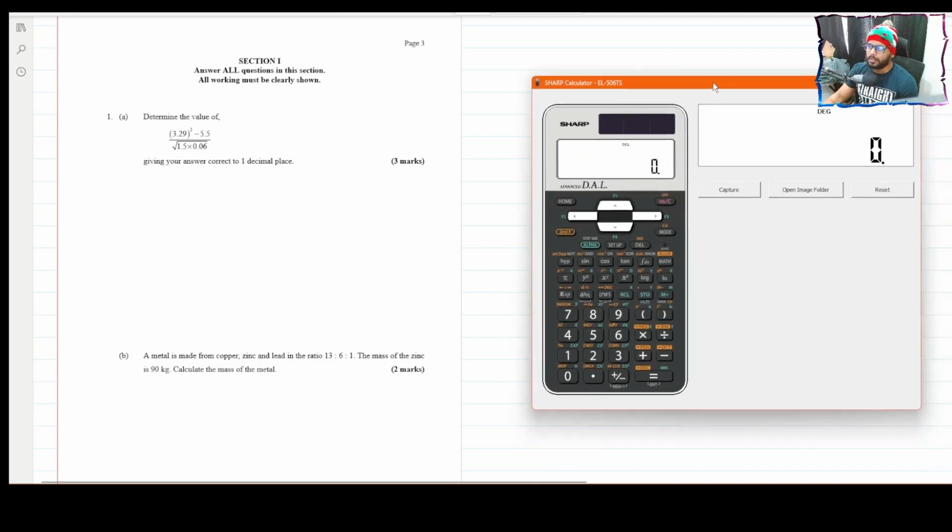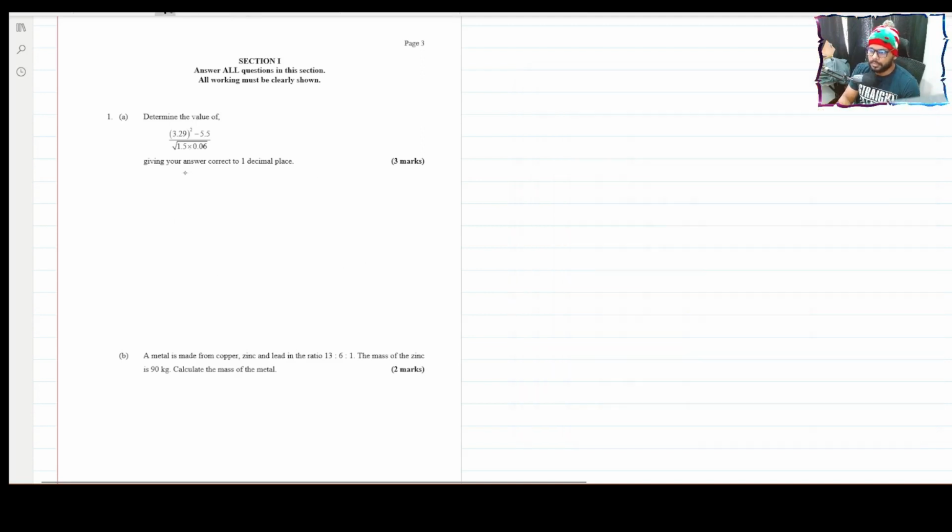So, number 1, determine the value of 3.29 squared minus 5.5 over the square root of 1.5 times 0.06. In your exam, you all will have lines to write on, and this is what I recommend you all do. Separate your working as such. So you do working here, coming along the row, and then you draw an arrow and you continue working here, because sometimes the lines are not enough to do your working in. So this is a way you could actually have enough space for working on your exam script. In the solutions, I'll be doing the solutions on the side here.